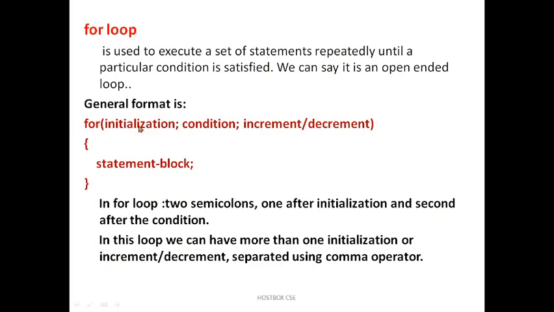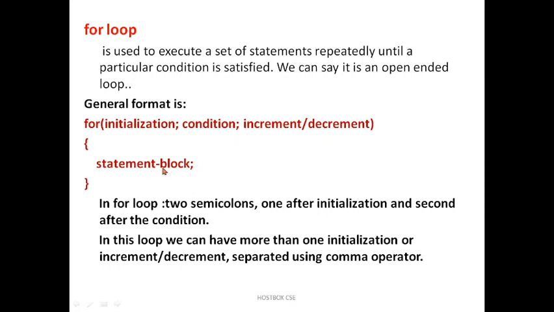Now the for loop. What is the use of the for loop? It is used to execute a set of statements repeatedly until a particular condition is satisfied. Whenever the condition is satisfied, it continues, otherwise not. The general format or syntax is: for (initialization; condition; increment or decrement). Don't forget we are using the semicolon. If you use a colon or a comma or something else, it is an error.